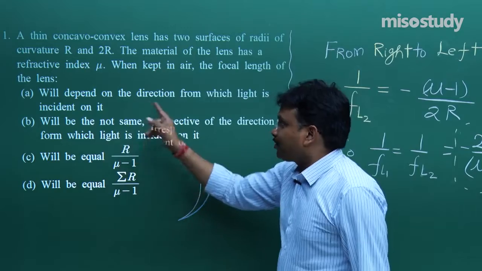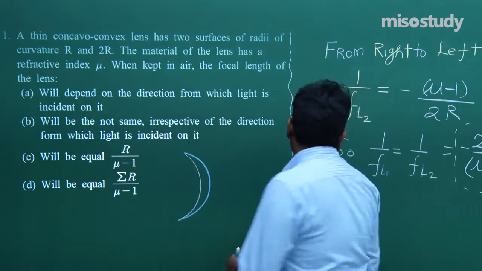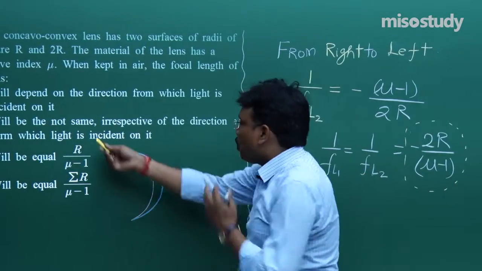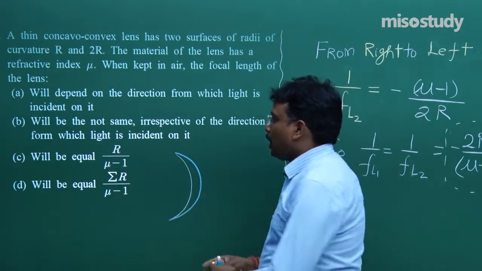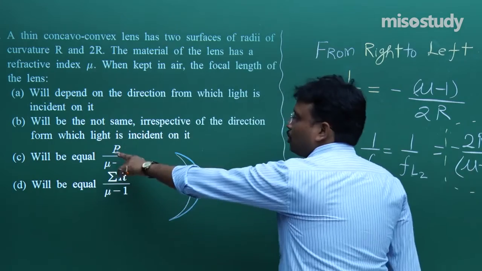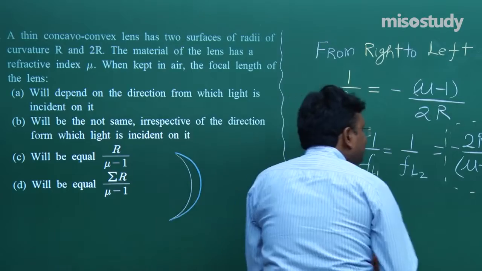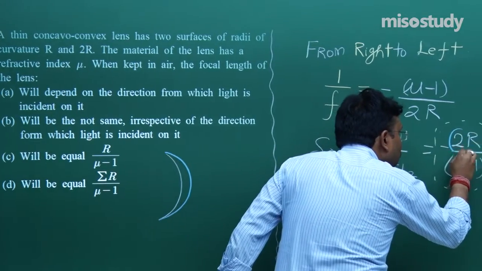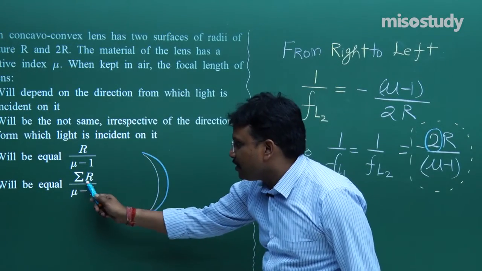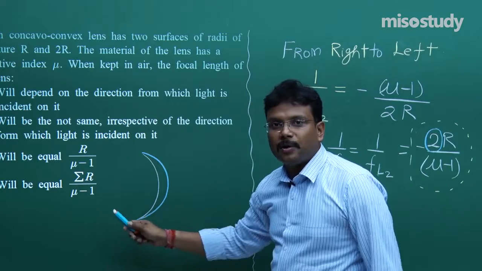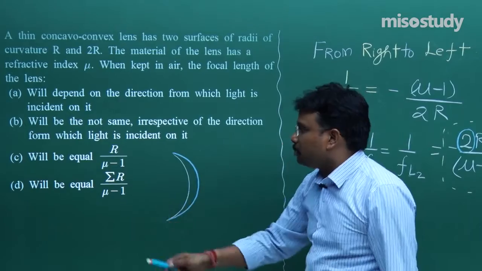Come on to the second option. It will not be same irrespective of the direction, but here it is same. So, this B option is also not correct. Fine. Will be equal to R upon mu minus 1. No, no, not only R, because this 2 is here. So, ultimately the best option is sigma R upon mu minus 1. Sigma means 2 lenses, 3 lenses and so on. So, accordingly the correct option is D.